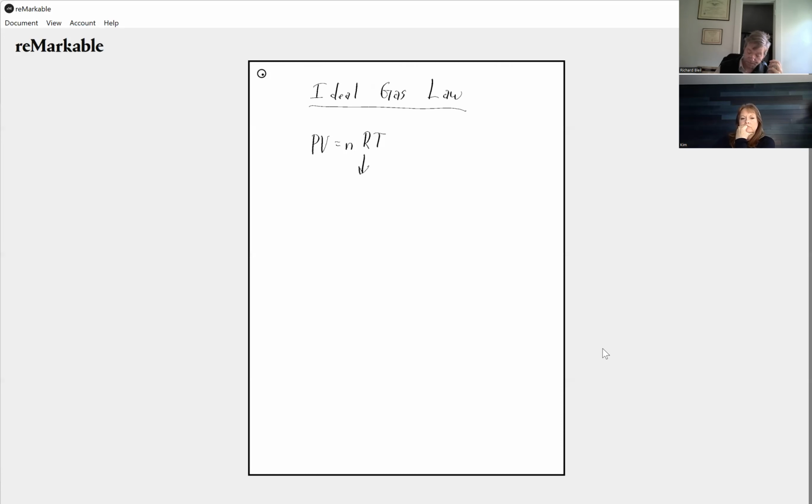This constant R is the universal gas law constant. Do I have it in my book? Kind of. The universal gas law constant has different values. 8.314, 0.08206. Well, if it has different values, how can it be a universal constant?